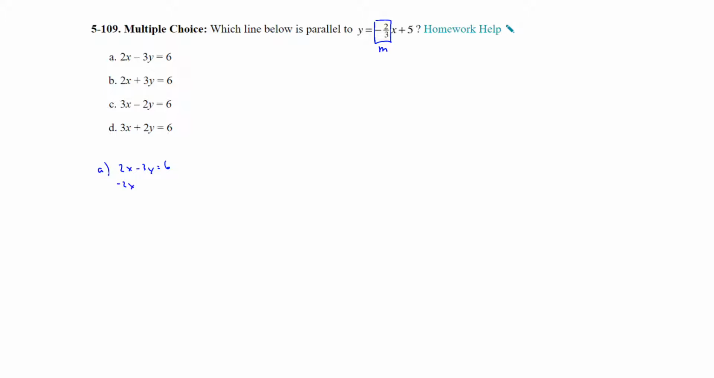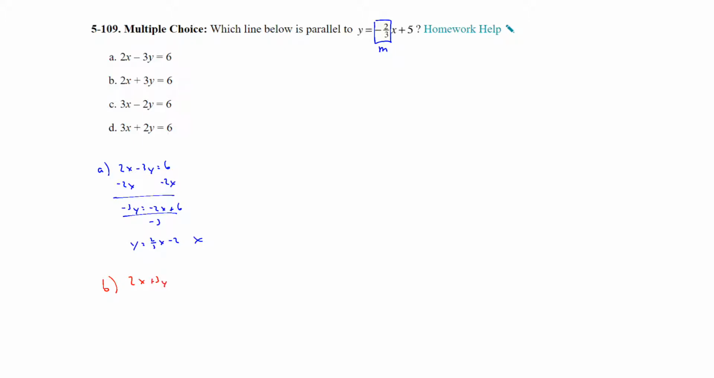So on each of these, because they're all written the same way, we're going to subtract the 2x. Subtract the x to the other side, or add, and then on this one we're going to divide everything through by -3. So y is equal to a positive 2/3 x minus 2, which means it is not parallel. So on to B.